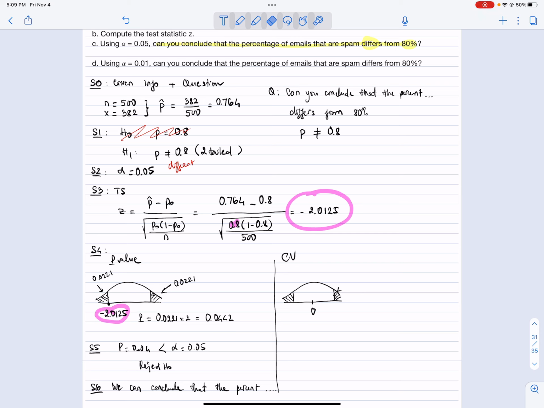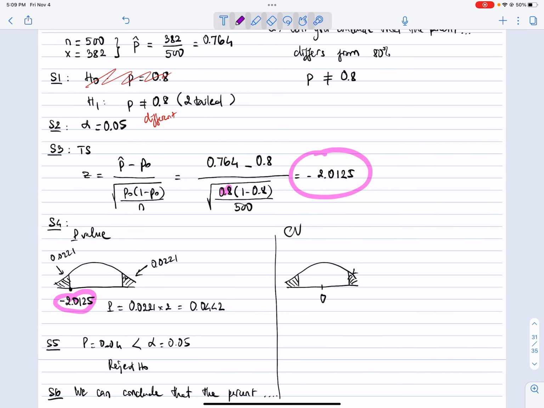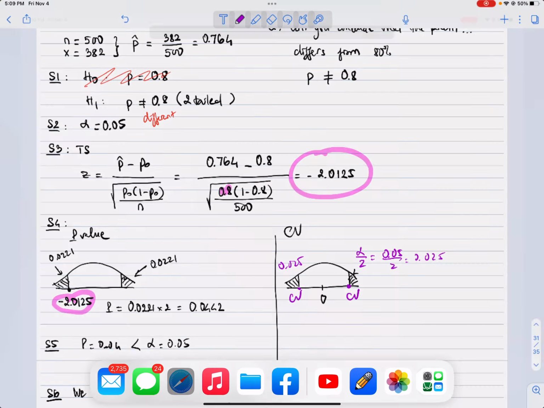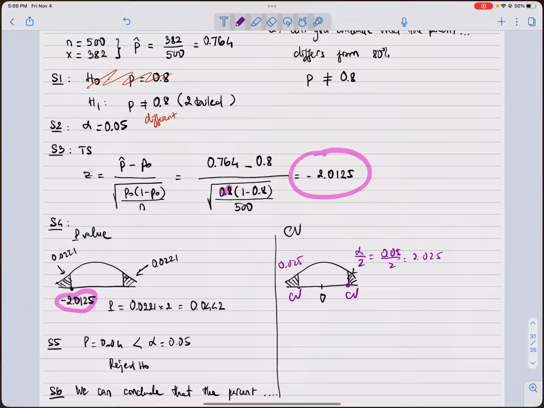For the critical value method, we use alpha because we do two tails. So alpha is 0.05, and this should be alpha divided by 2. So 0.05 divided by 2 is 0.025. Then this point right here will be the critical value, so we will have two critical values. We use 0.025, and we got 1.96 and negative 1.96.